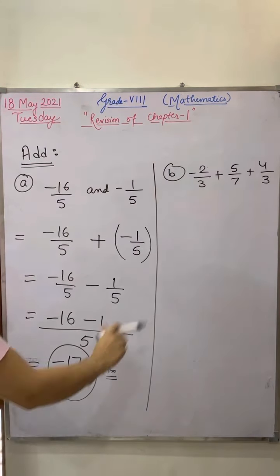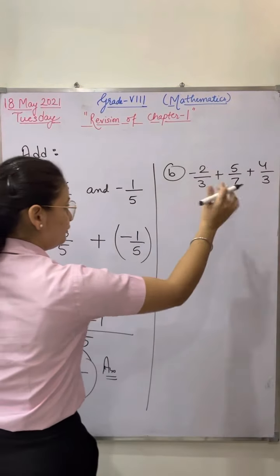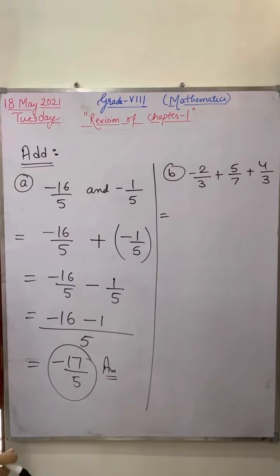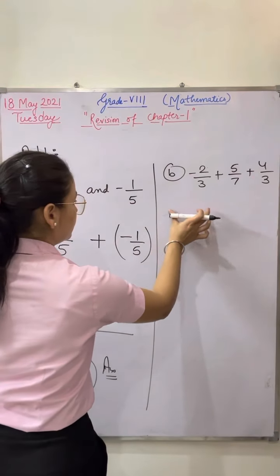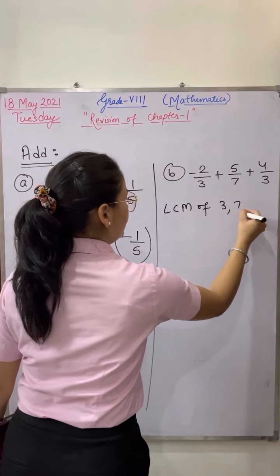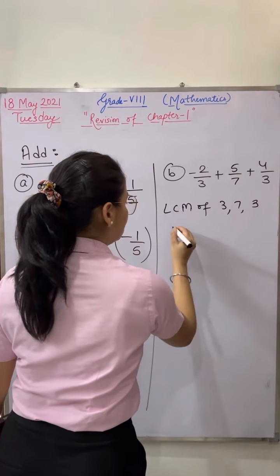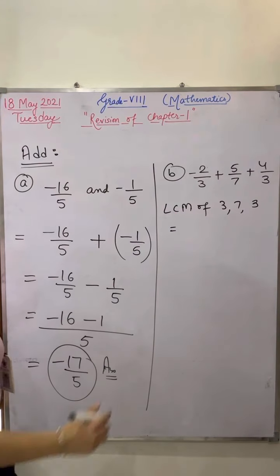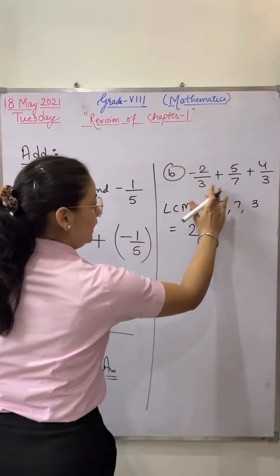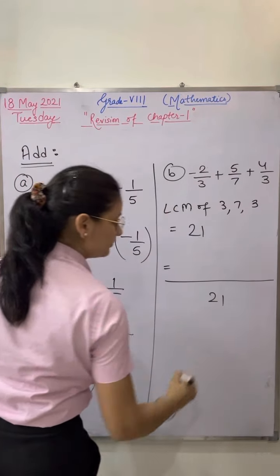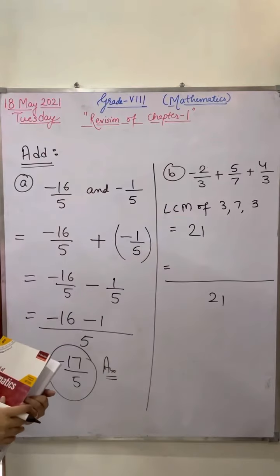Ankit, please tell me, in this question, denominators are different. So what we will do? Ma'am, we have to take LCM of 3, 7 and 3. Very good. LCM will be what? LCM will be 21. Very good. LCM of 3, 7 and 3 will be 21. Now I have to write 21 here. Now tell me how I'll solve.